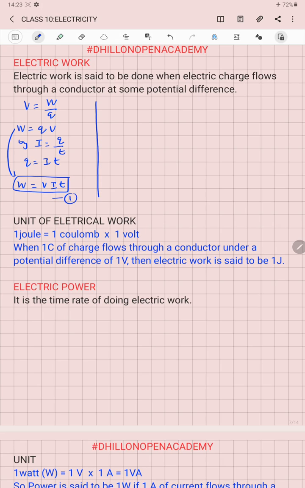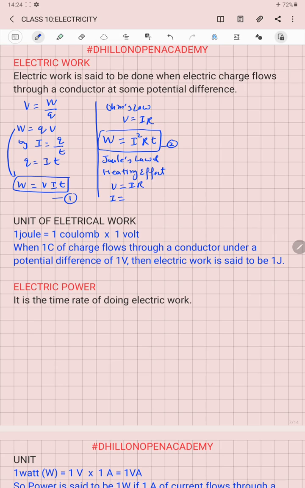Also, by Ohm's law, V is equal to IR. So if we use this value of V in the first equation, W will be equal to I square R into t. This is the second equation for calculating the work done. We also call this equation Joule's law of heating effect.